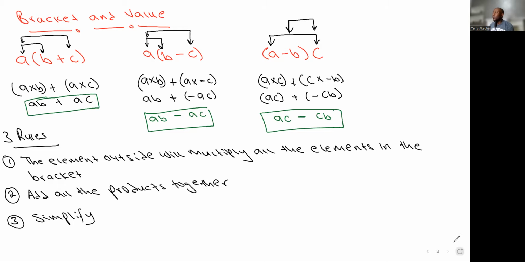So let's pick a quick example before I go to the next concept. We have 5 bracket 3x plus 2. This is similar to the A bracket B plus C. So what you do is it's going to become 5 multiplied by 3x.